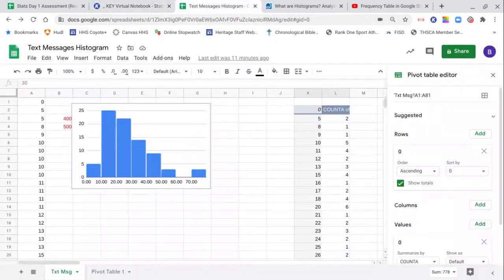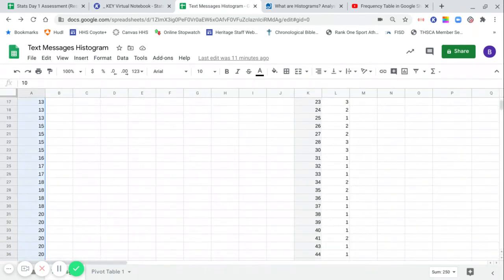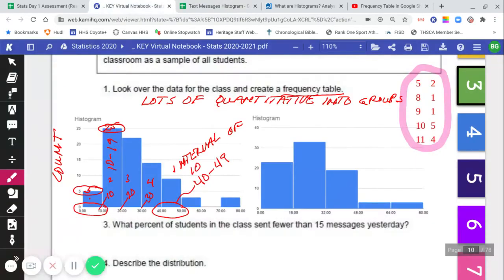So if you went back and looked at our data, all of these numbers starting at 10 all the way down to 19, which is not showing, all of those are in that bar. So we've put them together in a group.